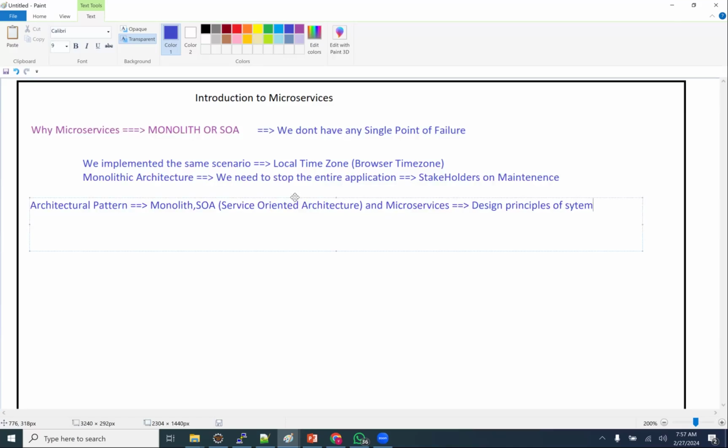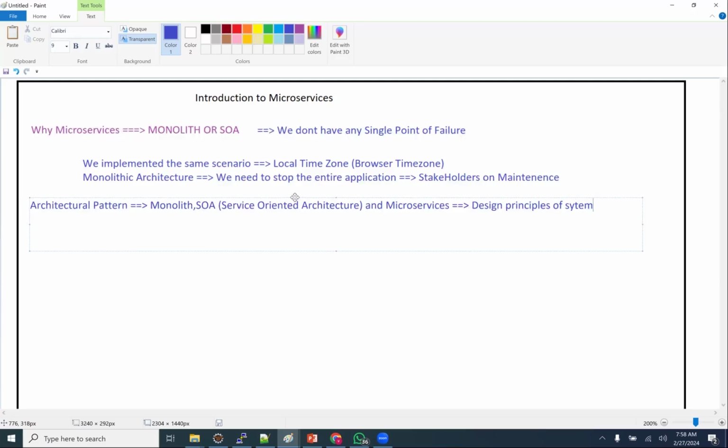Now it's a designer's choice based on your product whether you need to choose monolithic, SOA, or microservices. Which one will you choose? It depends on your product and the implementation. A lot of features come into the picture. So the first point is that architecture means design principles to design a system.